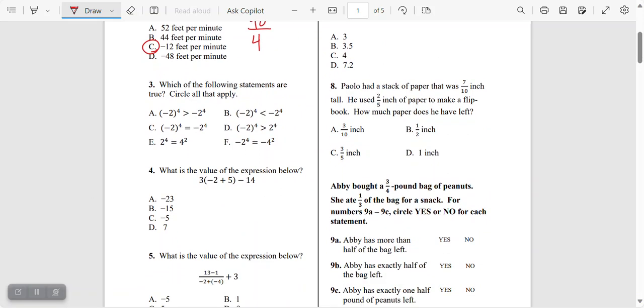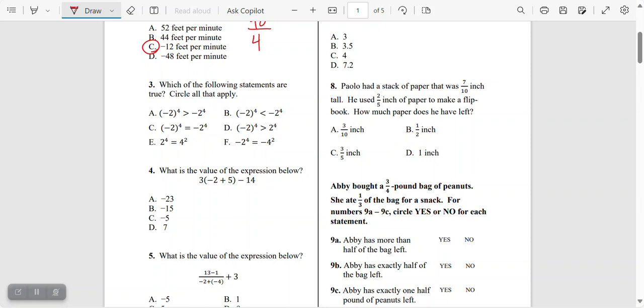In question 3, it says, which of the following statements are true? Circle all that apply. So this is where a discussion about exponents and parentheses and where the negative number is comes in handy. So in letter A, if you raise the negative 2 to the 4th power with the negative on the inside, we're going to get a positive answer. And in this case, I don't even have to think about what it is.